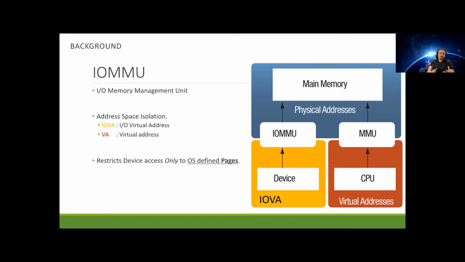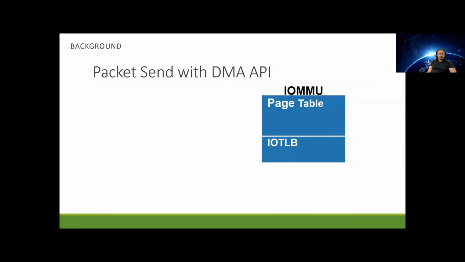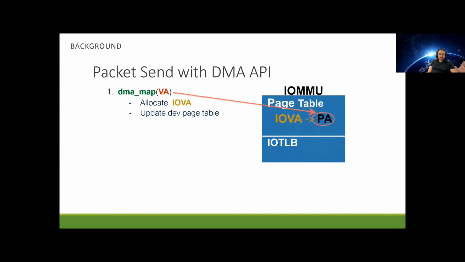First, let's see an example of how IOMMU is used in the DMA API in Linux, and then I'll explain briefly why IOMMU is insufficient to provide security. This is an example of a send packet. First, the device driver maps the buffer. That's the virtual address of the buffer in red. It allocates an IOVA, and the DMA map operation updates the page table. That's the blue box on the side. And now we have a mapping. Now the red virtual address and the yellow IO virtual address point to the same physical page.